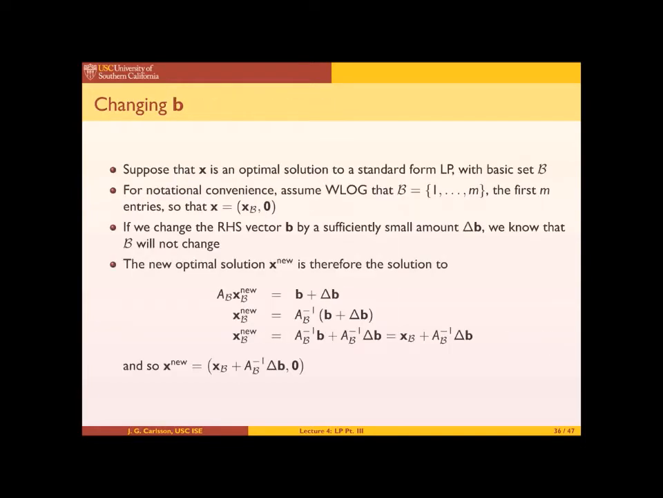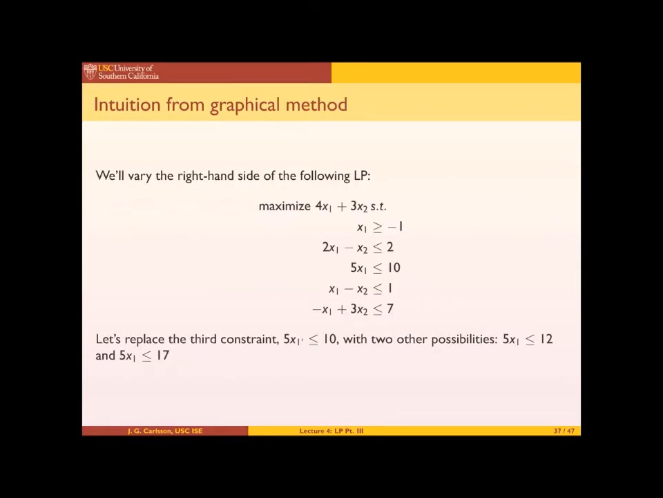Okay, so let's think about this. Let's start, just to motivate things, with an example, with some intuition from the graphical method. I've got a linear program here with 2 variables, so we can study it graphically. Maximize 4x1 plus 3x2, subject to five constraints written down there. And what I'm going to do is ask, what happens?